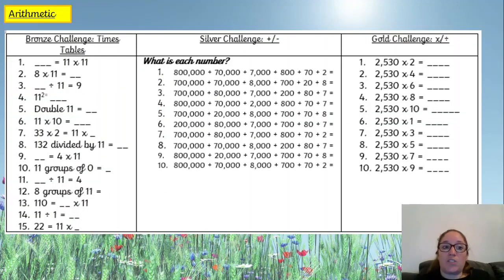So you have got 11 times tables, you have got partitioning, and you have got a gold challenge. Okay, your partitioning for your silver, just check your place value really carefully because the numbers are very similar. And then you've got your gold challenge, which is obviously 4-digit numbers multiplied by 1-digit numbers, with the exception of number 5. But you're getting really good at multiplying by 10. Okay, so pause the video, take your time and come back when you're ready for the answers.